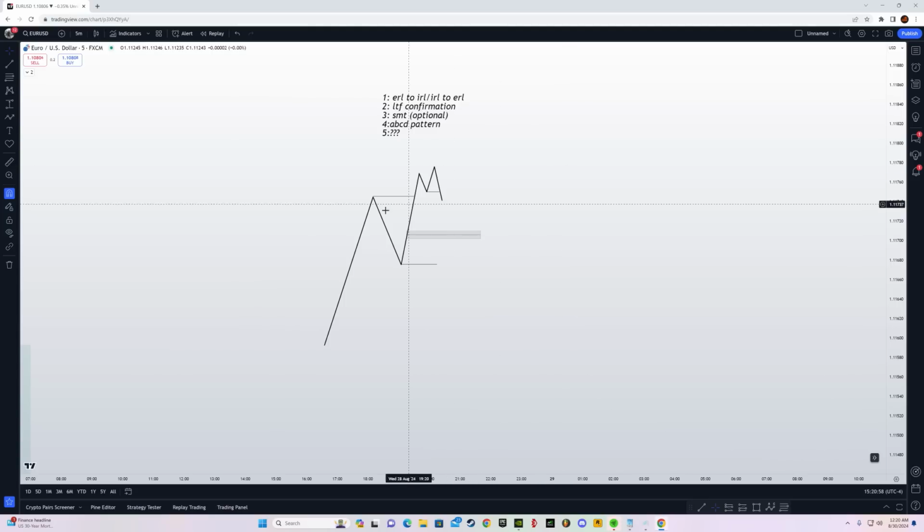So the first thing we did was establish a bias, right? We have taken external range liquidity on the daily, and we have the internal range on the daily as well. Now, once the external range liquidity on the daily was taken out, we need to confirm that we are now going into the internal range liquidity. And to do so, we look for a 1 hour market structure shift. So over here, what do we have? We have a 1 hour market structure shift.